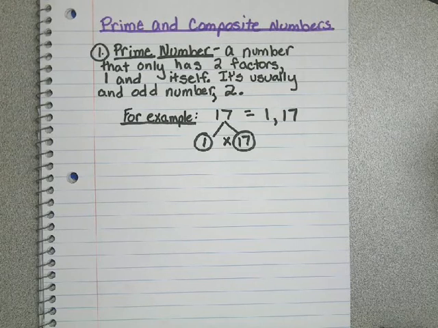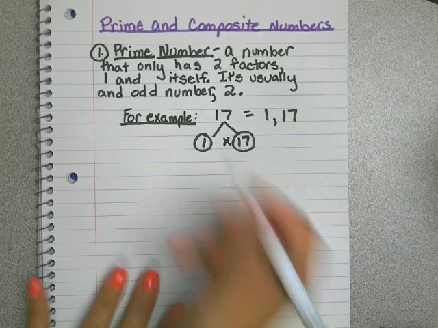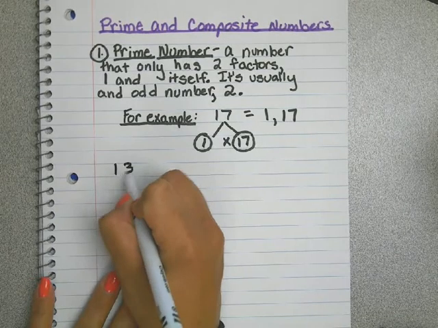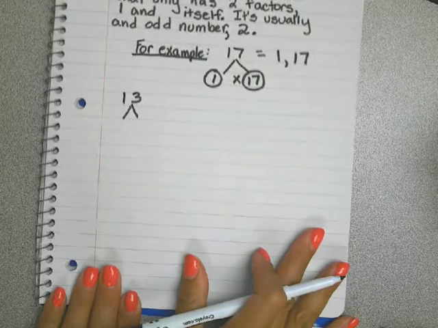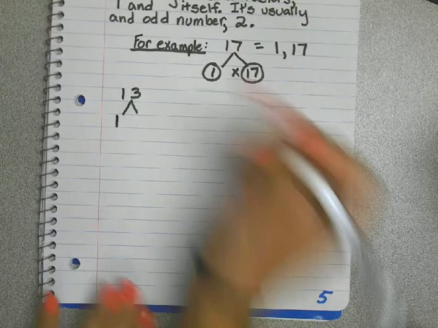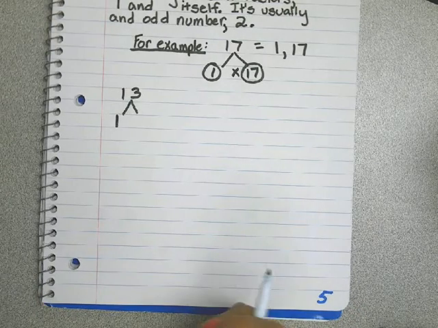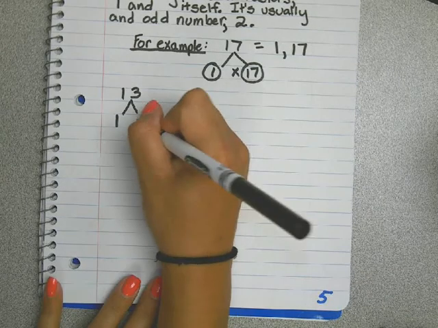Somebody tell me another prime number. Can you think of one? Jackson? 1? Well, 1 is a special number. 1 only has 1 factor. A prime number has 2. 1 is just called 1. Kind of like 0. 0 is just 0.